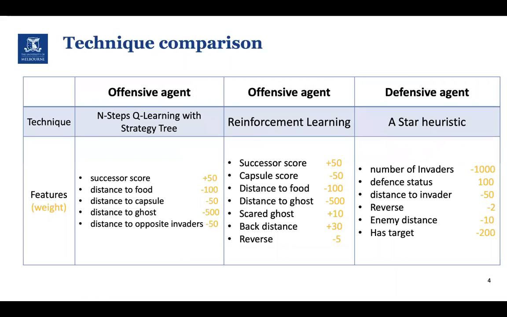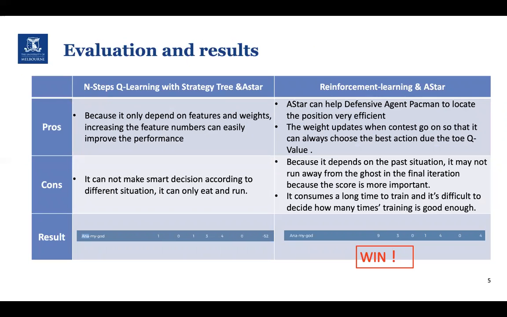Actually, we have applied one more strategy at the very beginning stage, that is the n-step Q-learning with the strategy tree. This table shows the comparison of different methods we used, including the features and initial weights in our program. And this page shows the evaluation and result. It is obvious that reinforcement learning got a better performance than n-step Q-learning. It got 3 wins and 1 loss. So we choose reinforcement learning along with A-star heuristic search as our strategies.